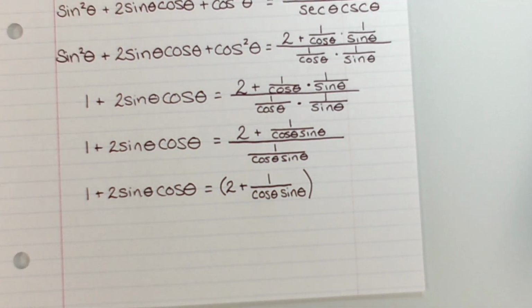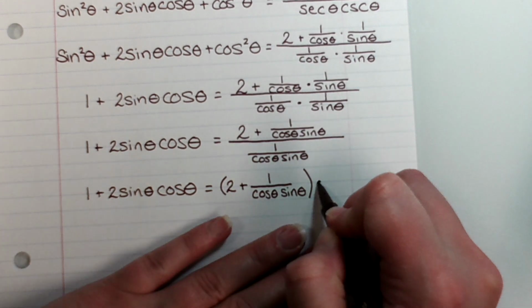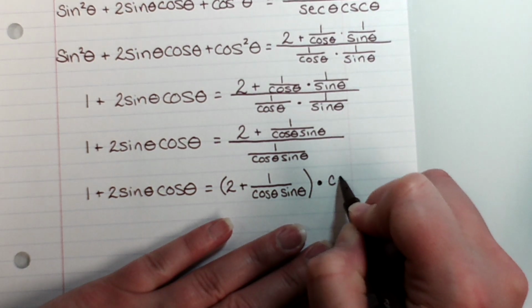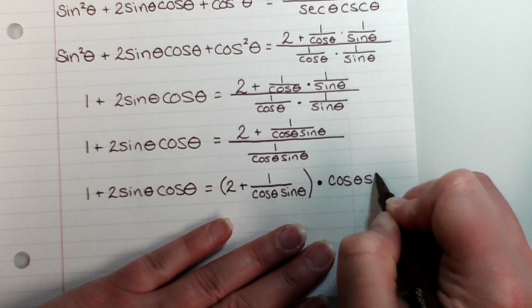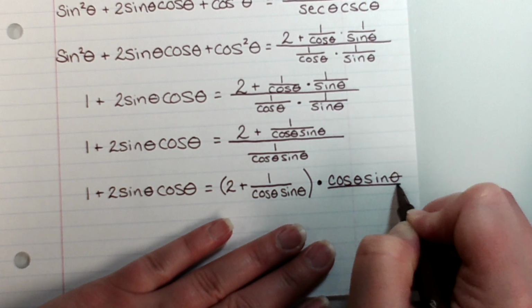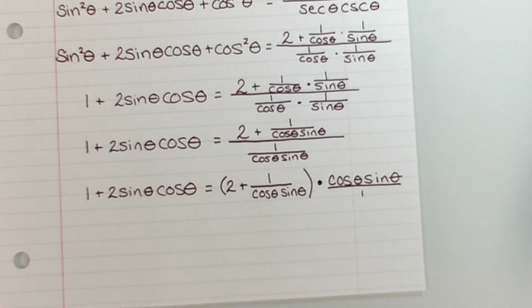And to divide fractions, Leo, what do we do? To divide fractions? Multiply it by the reciprocal. And the reciprocal of that denominator is cosine theta sine theta. Technically over 1. You don't need the over 1. Some people need the over 1.